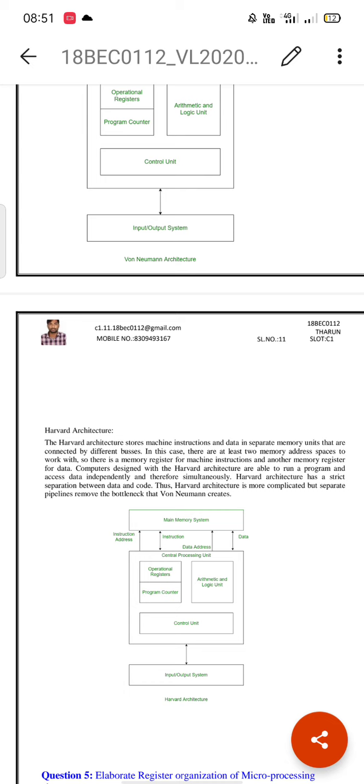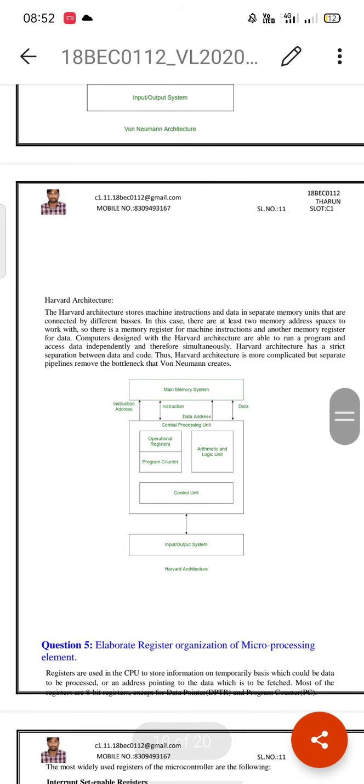In this case, there are at least two memory address spaces to work with, and there is a memory register for machine instructions and other memory registers for data. Computers designed with Harvard architectures are able to run a program and access data immediately, and therefore simultaneously. Harvard architecture has a strict separation between data and code, and thus it is more complicated, but separate pipelines remove the bottleneck of von Neumann architecture. And this is the block diagram of Harvard architecture.